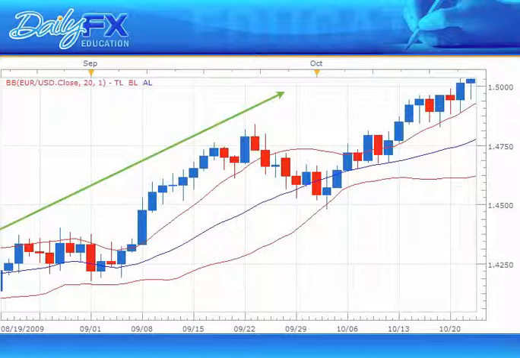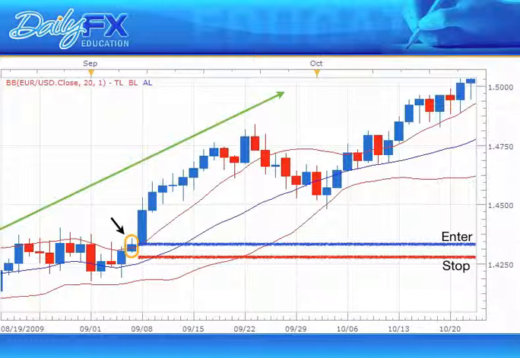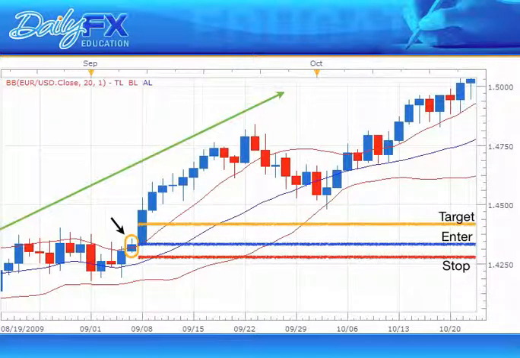A successful break above the band occurred when a blue candle closed above the upper band. Then we enter on the open of the next candle. Our initial stop is placed at the low of the breakout candle. Another way of stating the stop is the low of the candle just closed. The trader then looks for twice that distance to the stop as their profit target.